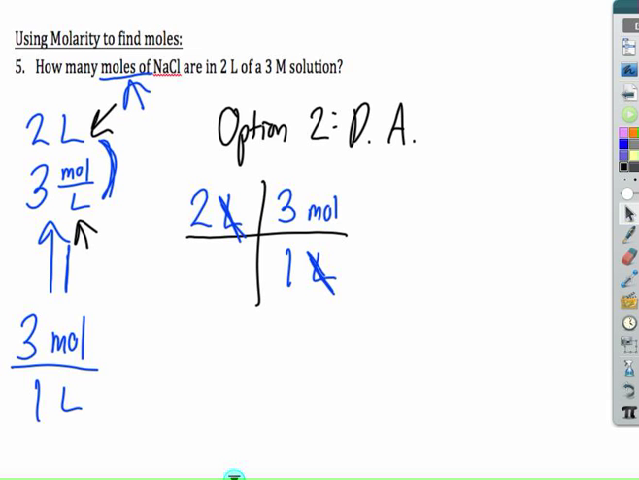Liter and liter cancel out. You have 2 times 3, which is 6 moles. Okay, you'll get the same answer either way. It's just whichever method makes more sense to you. I prefer dimensional analysis. That makes more sense to me. Okay, let's look at another problem.